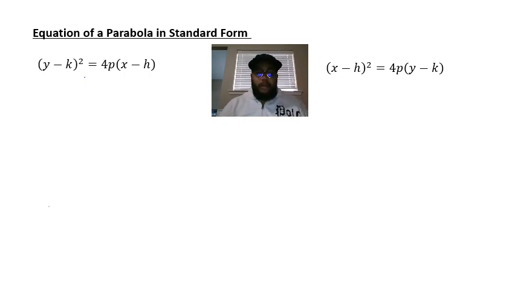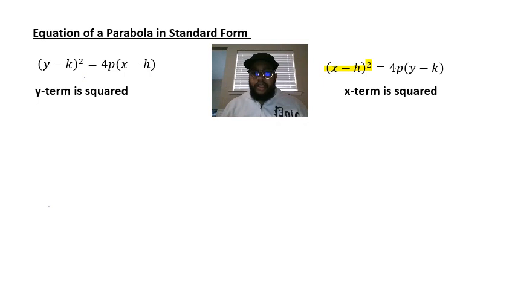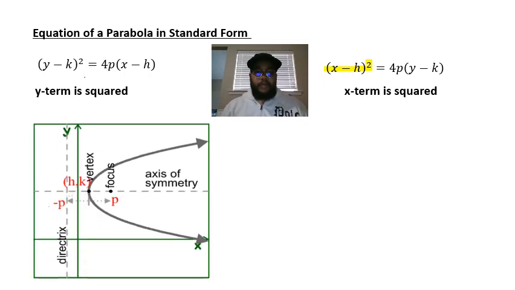Now we are pretty much already familiar with the (x − h)² version. This is the version that you're used to, where we have a vertical parabola. So it's either opening up or it's opening down. The only difference between the two is that with the one on the right, the x term is squared. With the one on the left, the y term is squared.